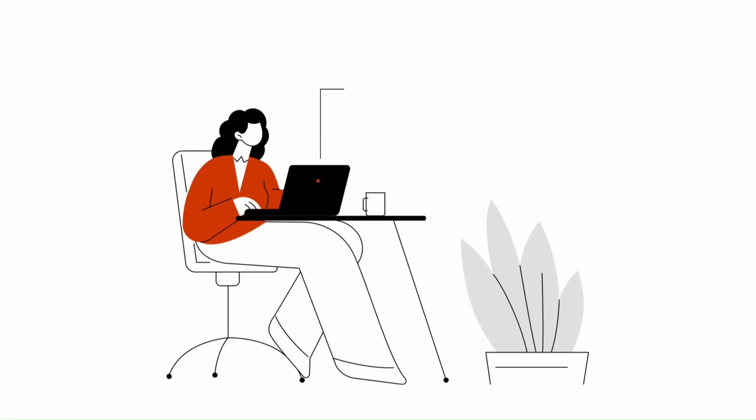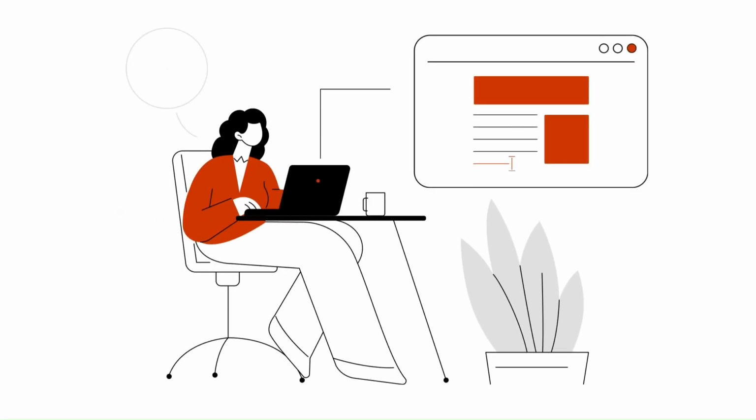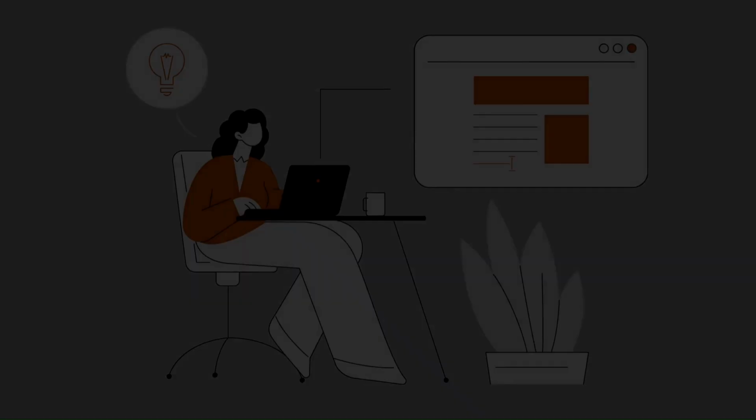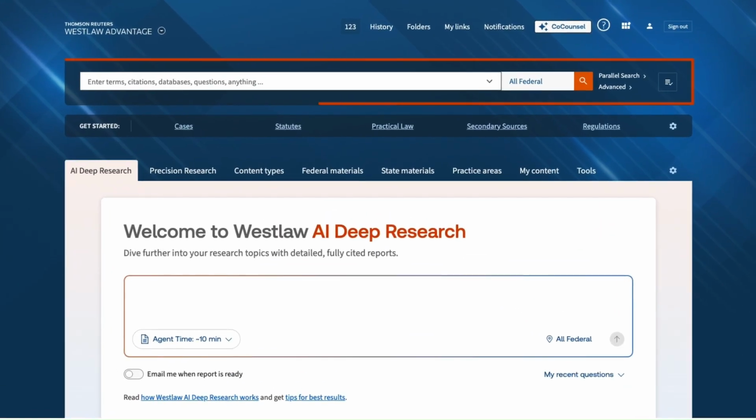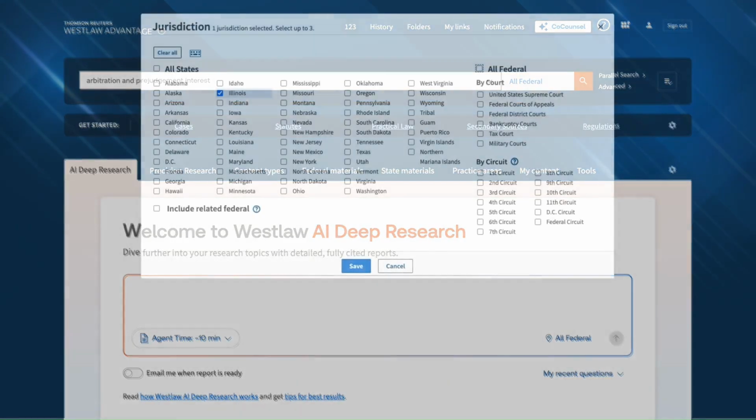Imagine you're working on a commercial dispute and need to know whether prejudgment interest can be awarded on an arbitration decision in Illinois. You can run a natural language search in Westlaw Advantage. For example, enter arbitration and prejudgment interest and select the jurisdiction.